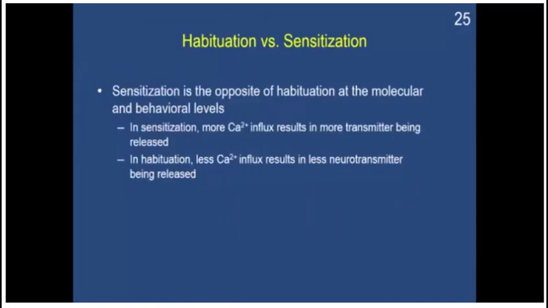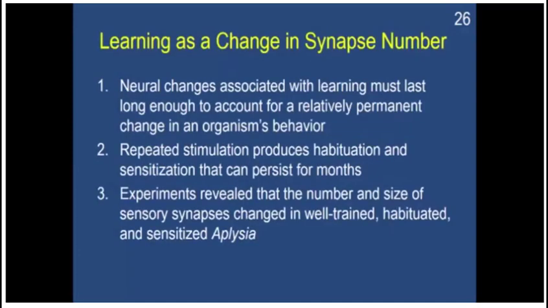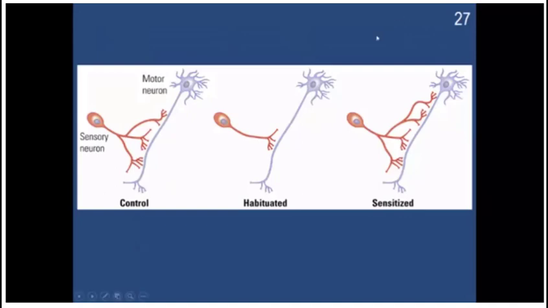Habituation and sensitization are the exact opposite of each other. Sensitization is more calcium getting into the presynaptic neuron, which allows more neurotransmitter to be released. Habituation is less calcium being incorporated, therefore less neurotransmitter being released. All of this work was really done on the aplysia, which is a fantastic organism. In a situation where it becomes habituated, it actually reduces the amount of ongoing stimuli, and when it's sensitized, there's an increase in the number of communication connections.